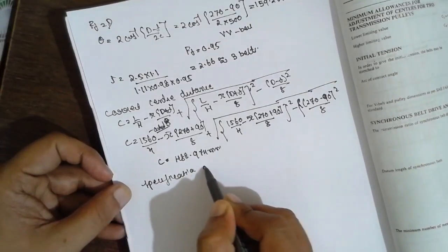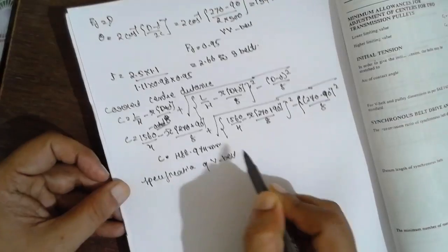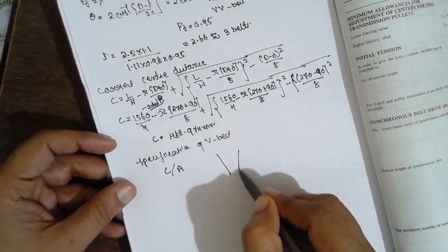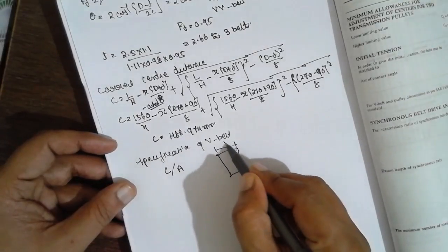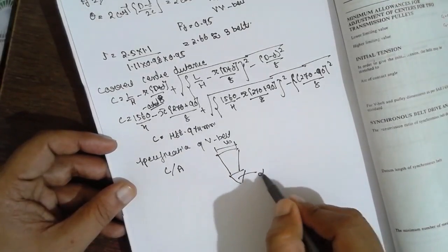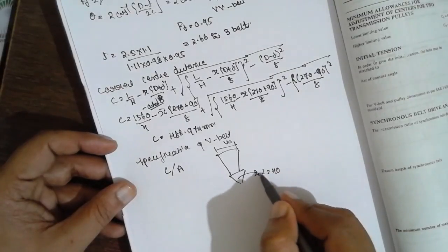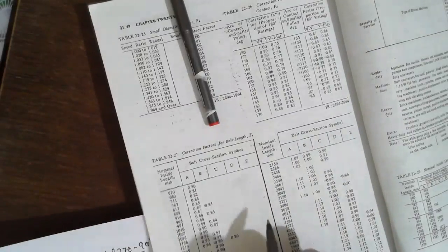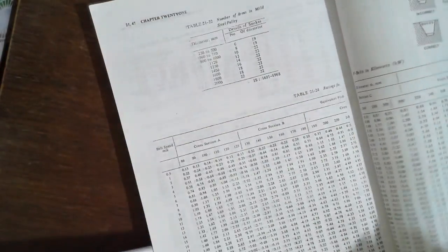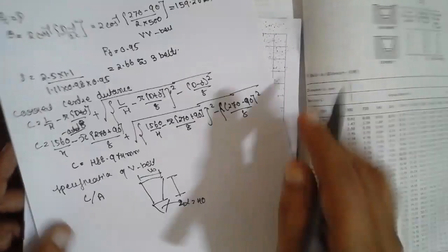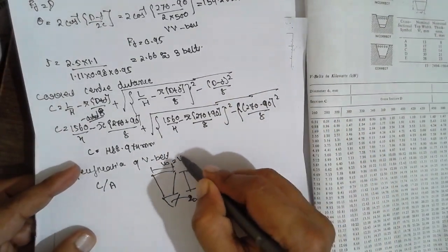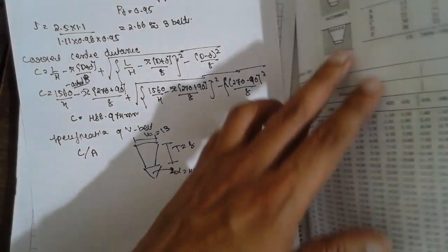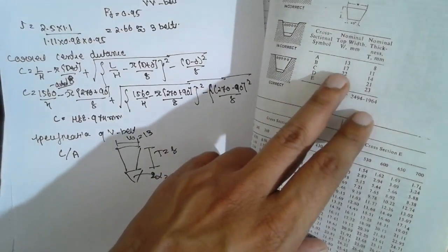Specification of the V belt. The cross section, we have cited A. This is the diagram. This is W. This is the angle alpha, which is always 40 here. And the thickness. W will be 13 and T will be 8. You have to refer to this page, page number 21.48.